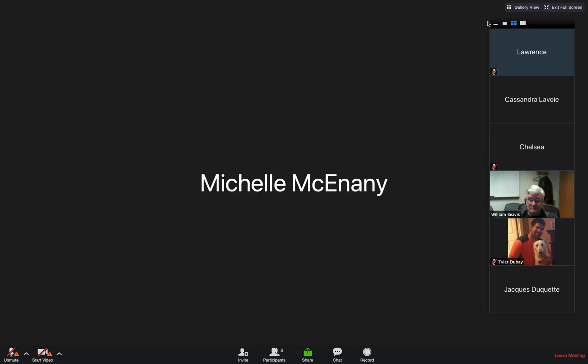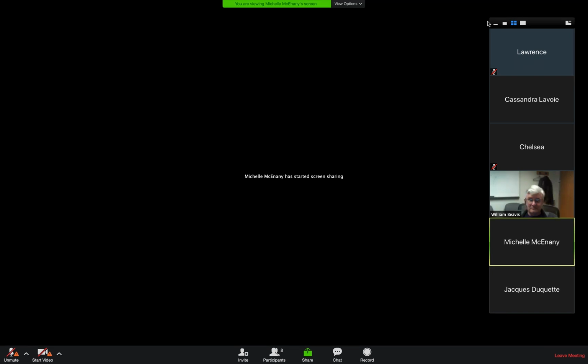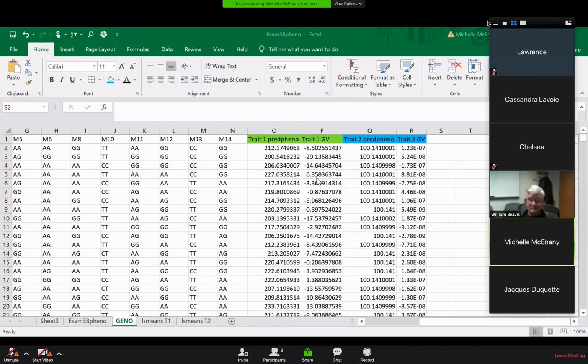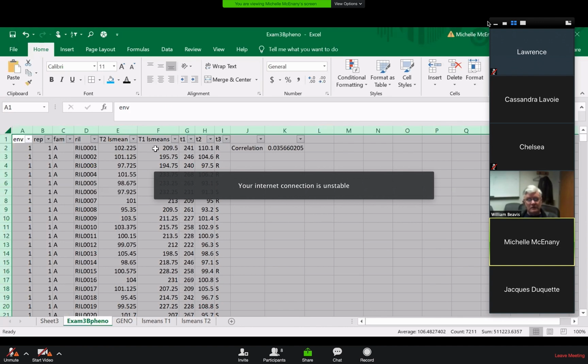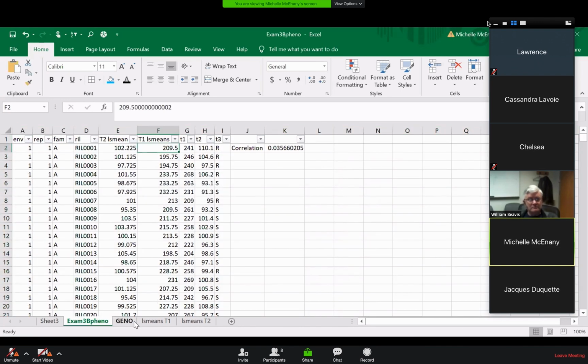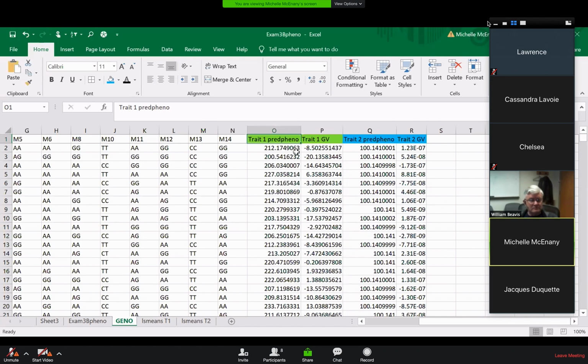So I'll share my screen just to make sure I understand right. These were the values that I got out of R. They're different than the original, but this is what we should be getting, correct? Like a GV value directly out of R and a predicted phenotype. That's right. Yeah. Okay, excellent. Thank you. So my original was 209.5 for that, and my new one is 212.17.